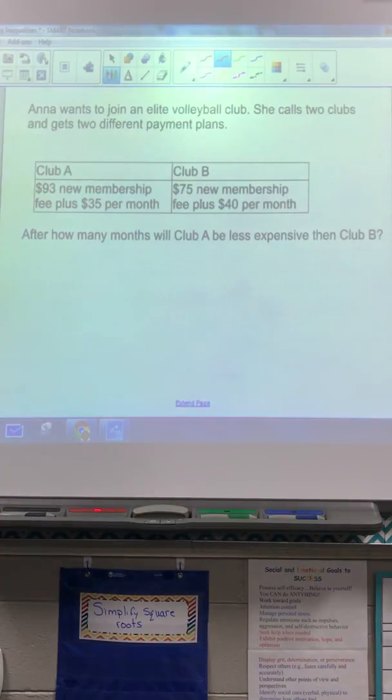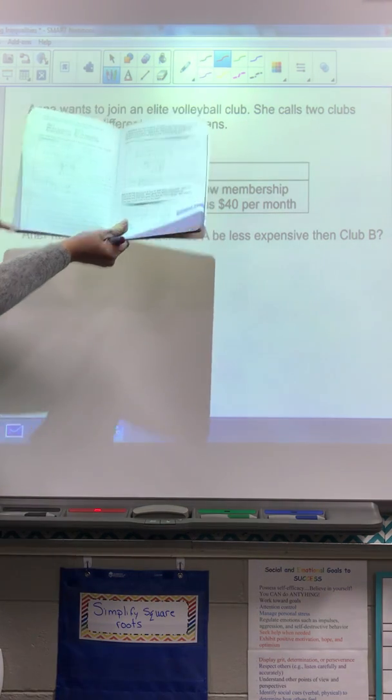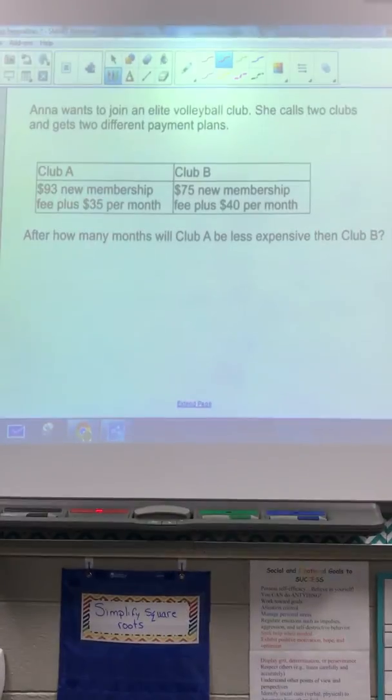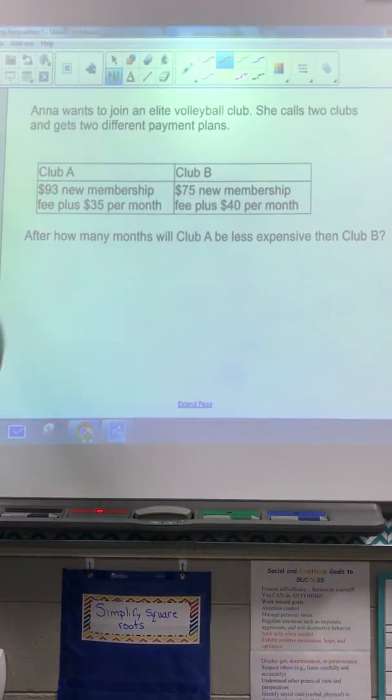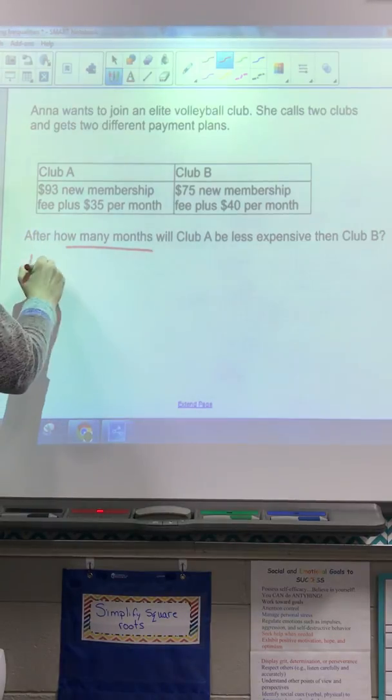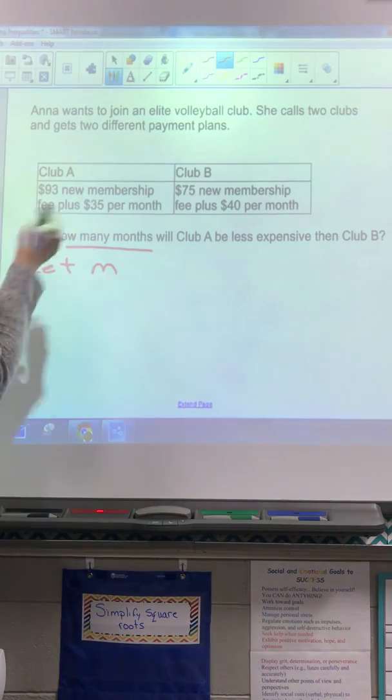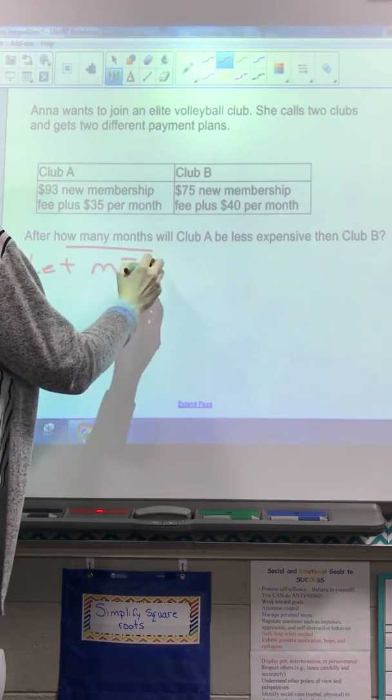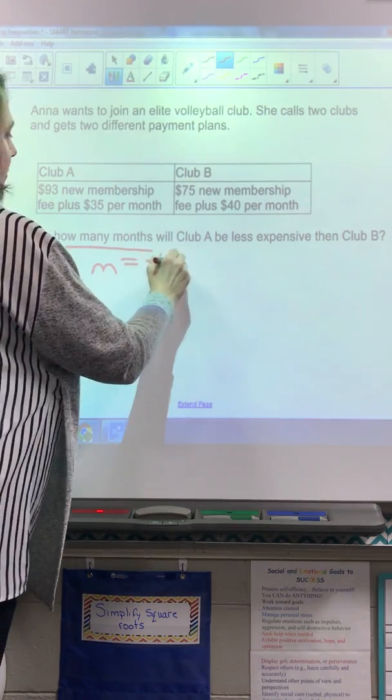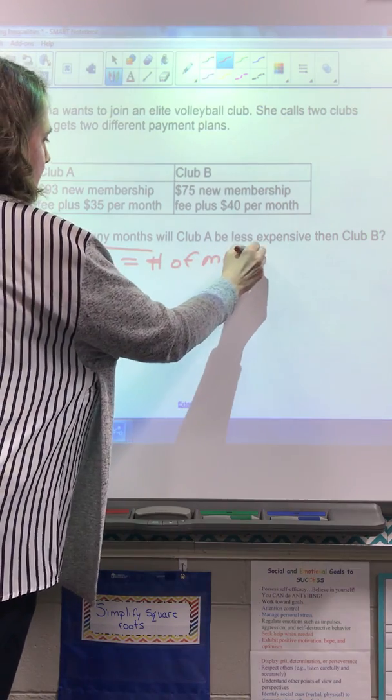Our next problem is about Anna. Please put that on the top of page 124. Read it. Think about it. Look what it's asking you for. It's asking you for how many months. So I'm going to define my variable. I'm going to let M, any letter of the alphabet you want to, let M equal the number of months.